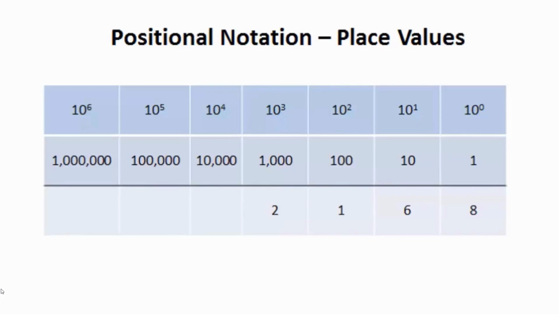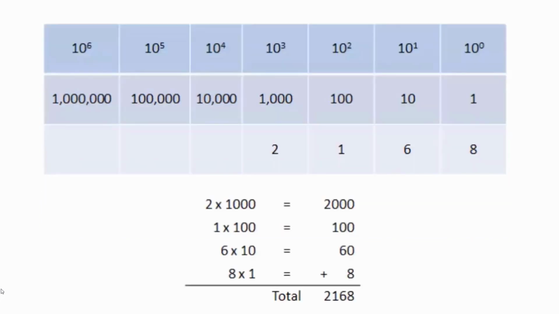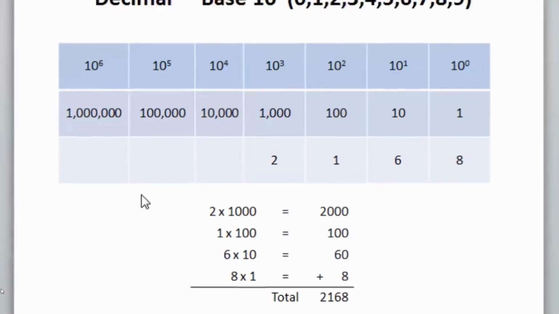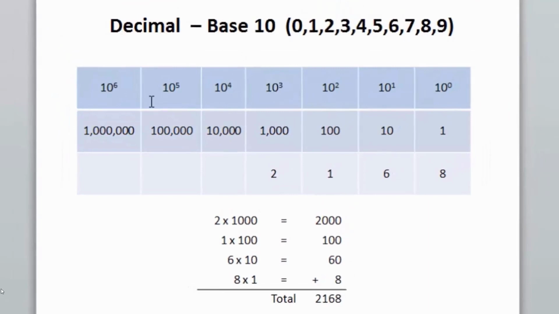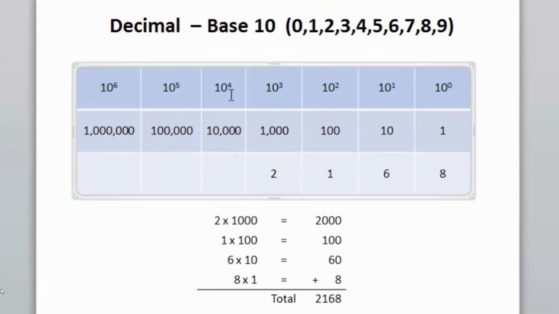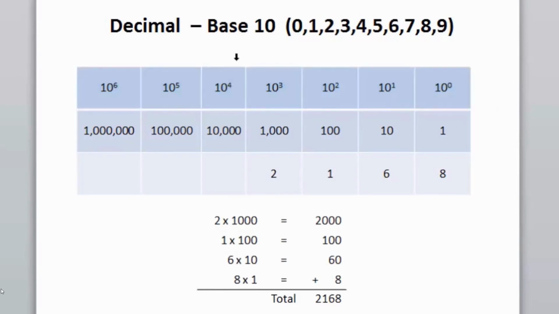If we look at the number 2,168 then, in long form, we can see that effectively we have two 1,000s, one 100, 6 tens, and 8 ones, and 2,000 plus 100 plus 60 plus 8 totals 2,168. This is the type of counting and addition that we learn as children. The decimal system is base 10. It's based on the fact that you have powers of 10, but more importantly, you have 10 characters or 10 numerals in this counting system, from 0 all the way up to 9.